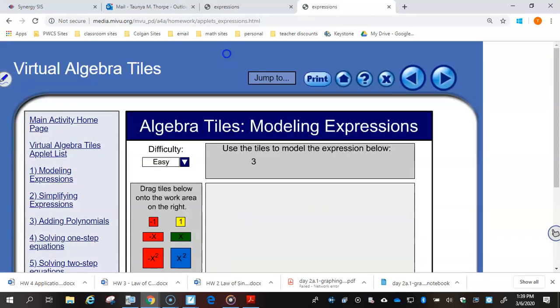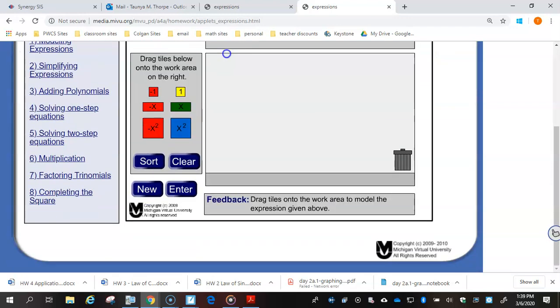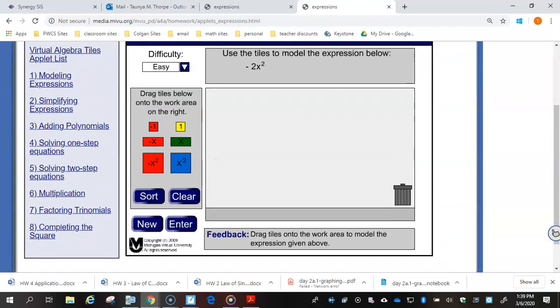Oh, algebra tiles! Can I... Ladies, go back to your seats.